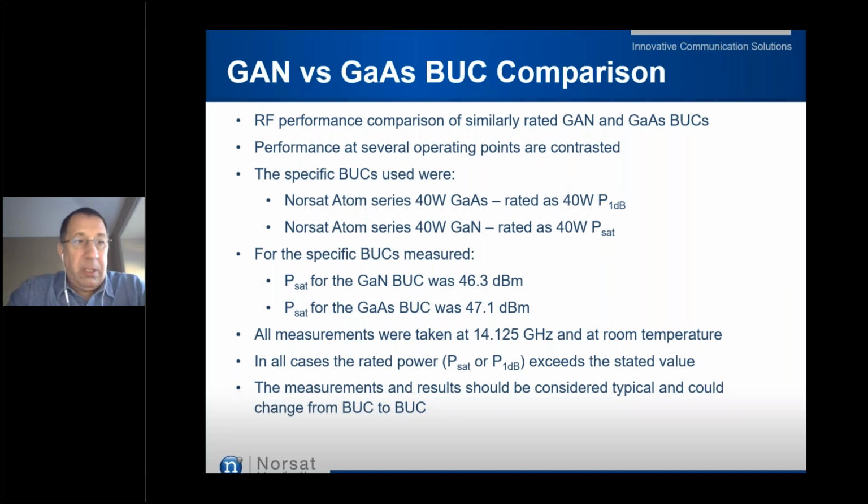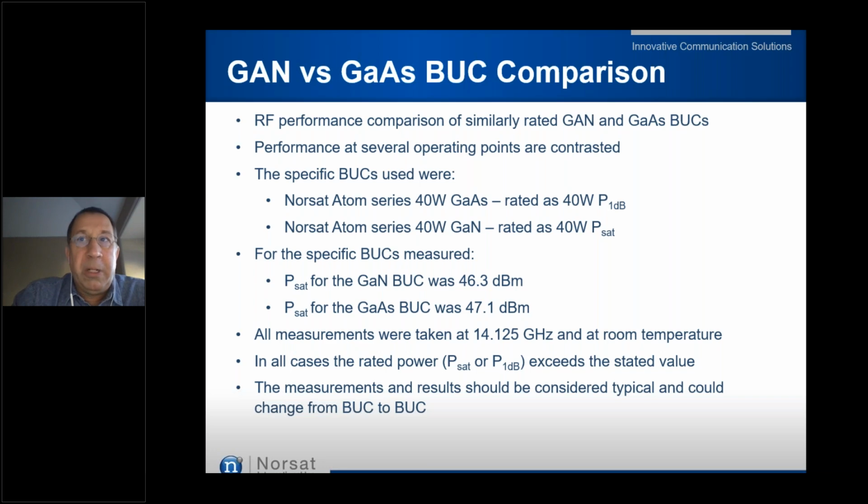Okay, so we talked a little bit about some of the nonlinear aspects and how you measure them, and now we're going to look at a comparison example. We're going to look at two similarly rated bucks, and I stress the word similarly rated. The two bucks are the Norsat Atom Series 40 watt GaAs, which is rated as 40 watt P1dB, and the Norsat 40 watt GaN, which is rated at 40 watt PSAT. So it's important to know that the PSATs on these are different. There's pretty much a dB difference between the two of them. The PSAT for the GaN is 40 watts, the PSAT for the GaAs is about 50. So they are slightly different units.